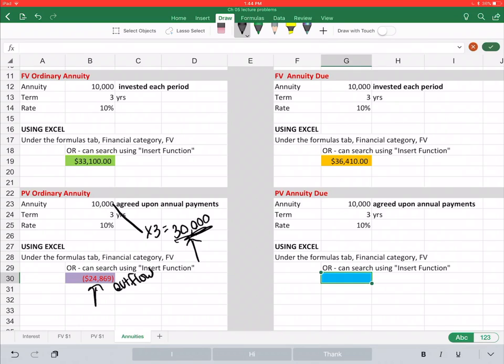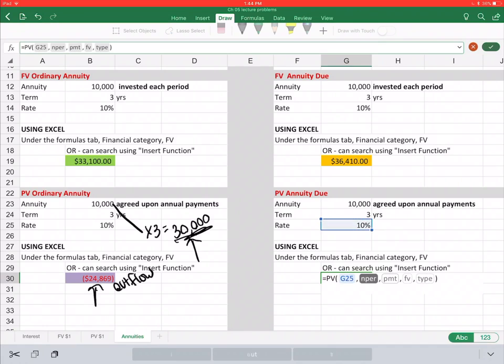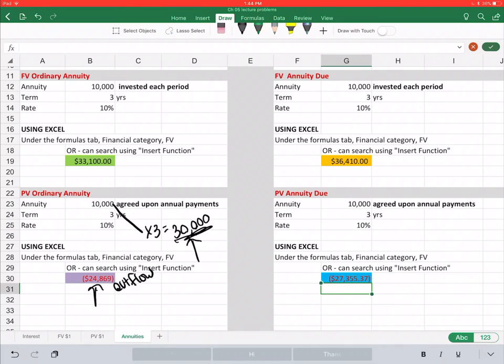So let's do the same scenario, except let's do it for an annuity due. So we're going to do, again, equals PV. We are solving for the present value. Our rate is 10%. Our number of periods is 3. Our payment amount is $10,000. That's how much we want to be able to take out of that fund every year for the next 3 years. Our future value is 0, and now our type is 1. We want to be able to take $10,000 out of that fund on day 1.